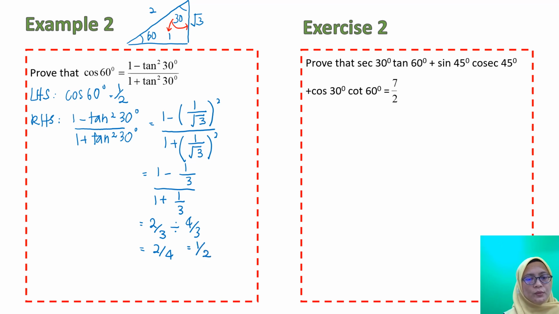So kita dah nampak dah daripada situ left hand side cos 60 is 1 over 2 is equal to right hand side. So nilai right hand side pun sama juga nilai 1 over 2. So that is proof for that value. Okay, so exercise ni saya tinggalkan untuk awak cuba.